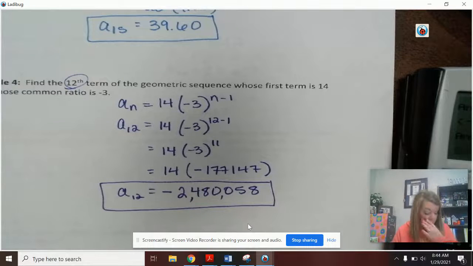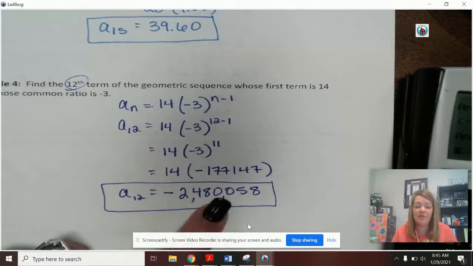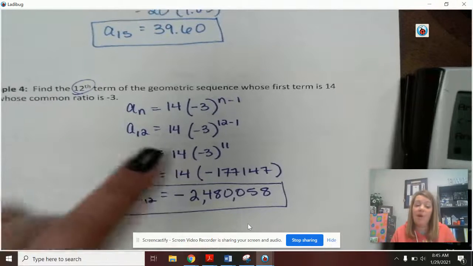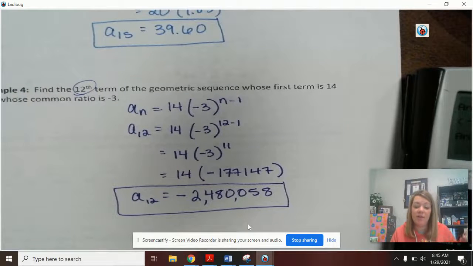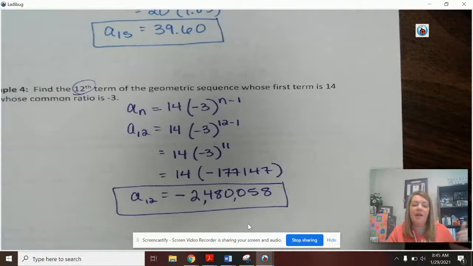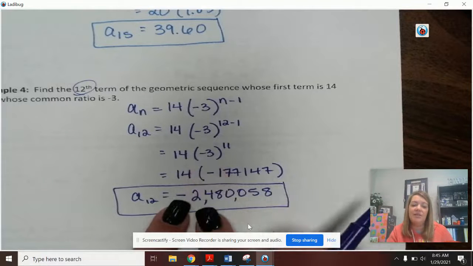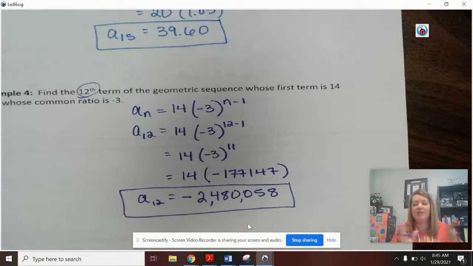Okay, so the 12th term, that doesn't seem like we're going very far to get such a big number. But if the common ratio is -3, you're multiplying by 3 every time, so it's going to go up really, really fast. And then this is a -3, so we know this is one of those that has a negative and a positive and a negative and a positive.